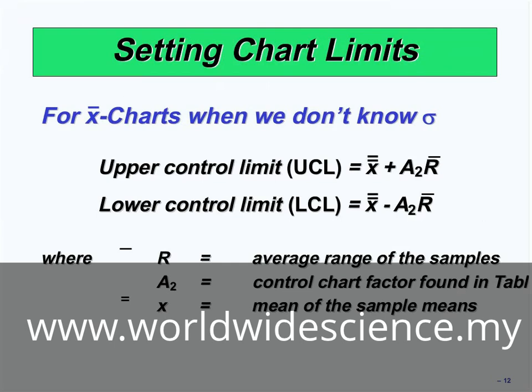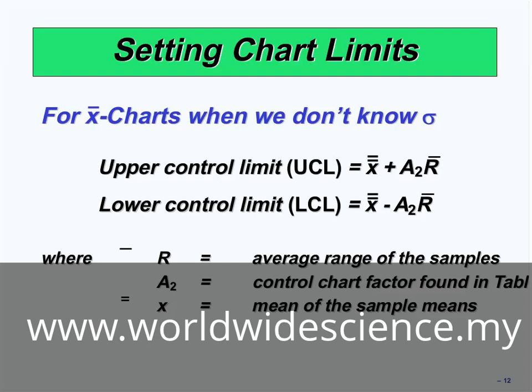The second approach for the X bar chart. In the example that we already did, we knew Sigma. Sigma was one. But sometimes in some companies, Sigma is not clear. We don't know Sigma. So there is another formula for calculating the upper control limit and lower control limit for the X bar chart. This formula has been given to you.